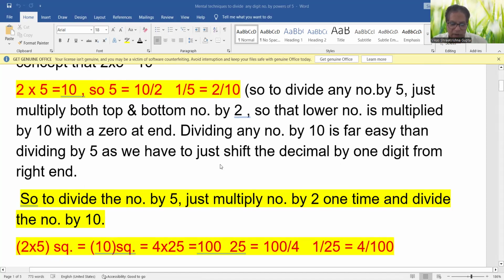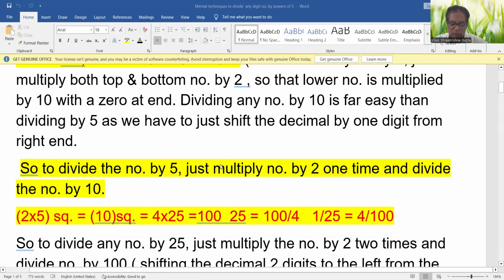So to divide the number by 5, just multiply the number by 2 one time and divide the number by 10. For dividing the number by 5, multiply the number by 2 and divide by 10.